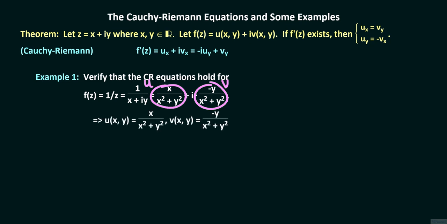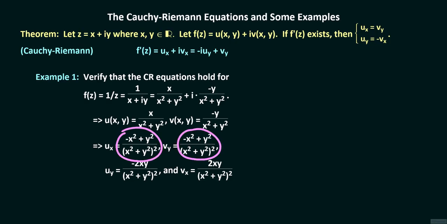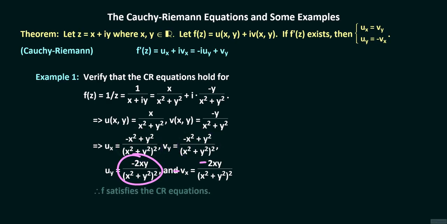We leave the differentiation as an exercise for the viewer, but these are what we should get for partial derivatives. u_x equals this fraction, v_y equals this fraction, u_y equals this fraction, and v_x equals this fraction. We see that u_x and v_y are equal, and that u_y equals −v_x, so that f satisfies the Cauchy-Riemann equations.